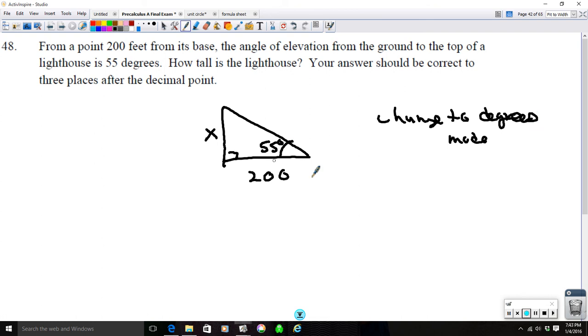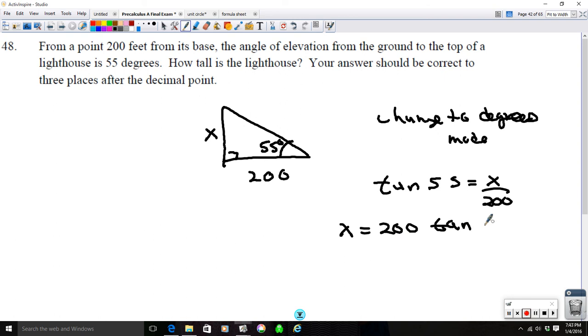So x is opposite and 200 is adjacent. So this is tangent 55 degrees equals x over 200. Cross multiply and solve. And x is equal to 200 tan of 55. And again, you'll know at this point if this is set correctly. So this is going to be 285.630 feet. Again, you round it to 3 decimal places.